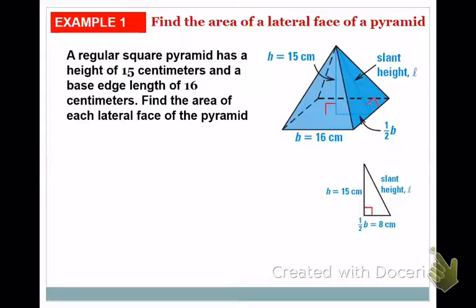Another way you could do it is just calculate the area of this triangle, 16 times the slant height, get that, and then multiply times 4. It's the same thing, just the order in which you do it.